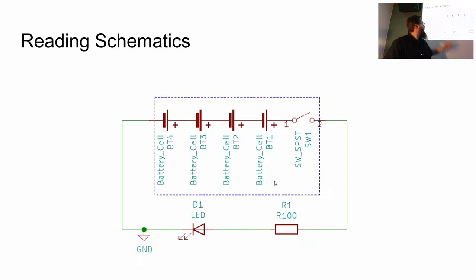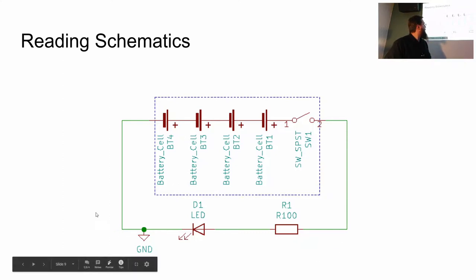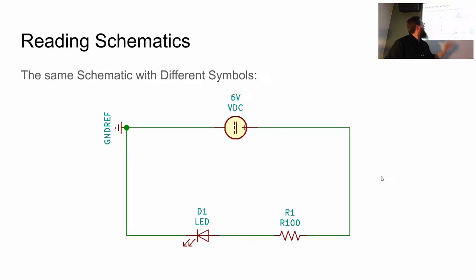So, this is a simple schematic that goes battery, resistor, LED, back to ground, all just connected with a loop of wire. When I click to the next slide, this is the exact same schematic. Each battery is 1.5 volts. When you add them all together, you get a total of 6. I'll cover voltage and how it works in a minute, but take my word for it for now.